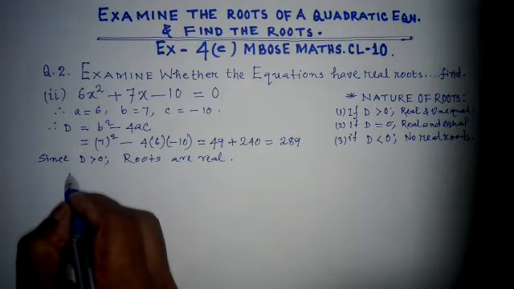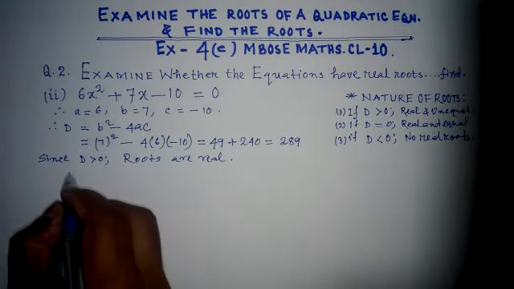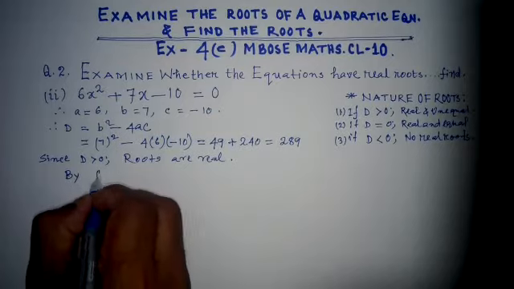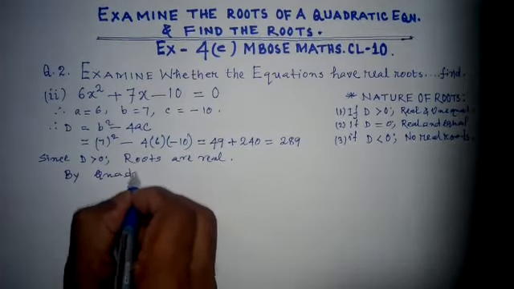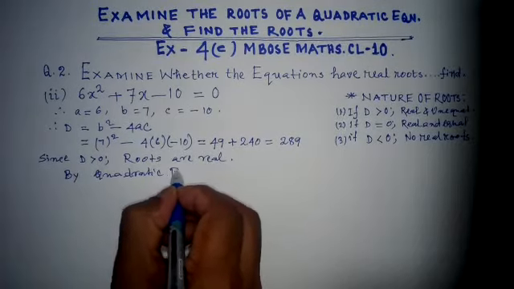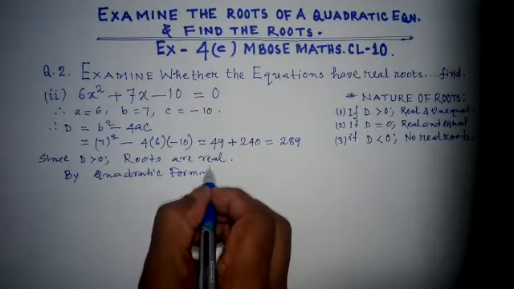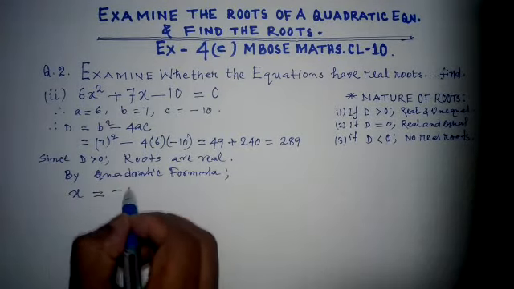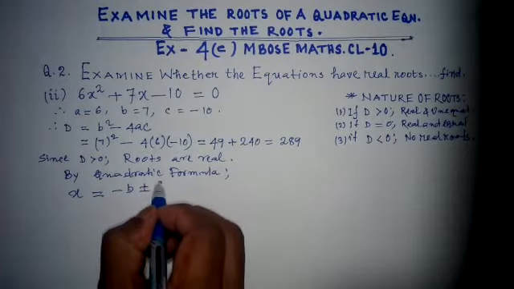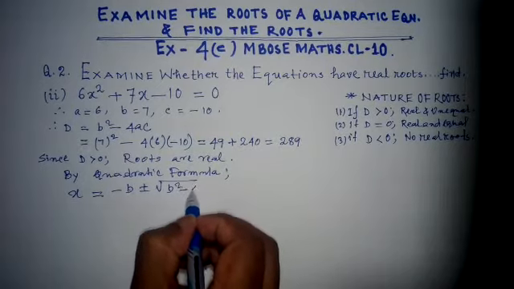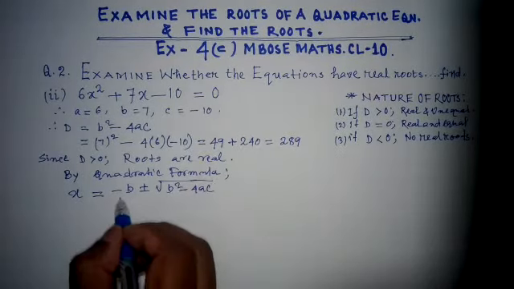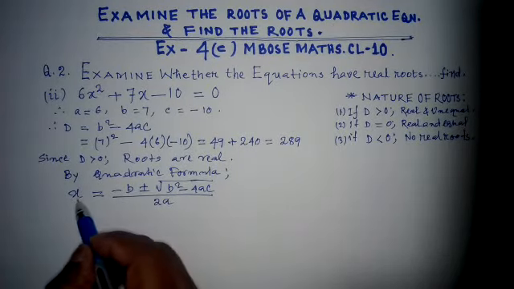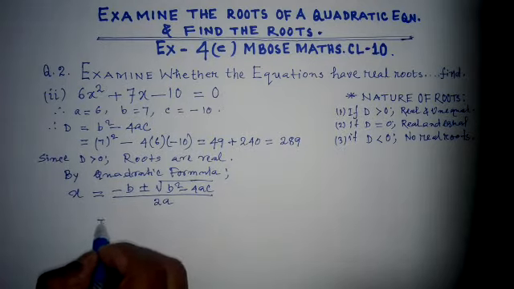So to find the value of x, we can apply the quadratic formula we learned just before. So we can write, by quadratic formula, what is the quadratic formula? x is equal to minus b plus minus square root of b squared minus 4ac, by 2a. This is our quadratic formula. So using the quadratic formula, we will find the value of x.